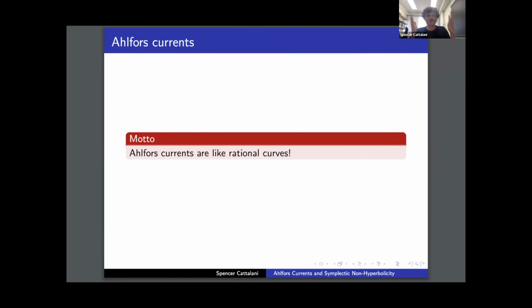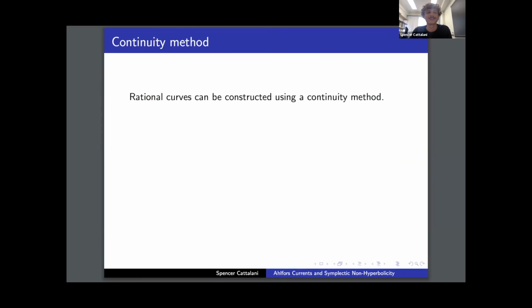The motivation for this talk, the point I'll try to defend, is that Ahlfors currents are like rational curves. You think, okay, they're like lines which are like rational curves, so it's kind of a nothing analogy. But it's a shockingly strong analogy. First, as far as construction goes, rational curves are frequently constructed using a continuity method. Like I said before, you deform them and then you use Gromov compactness to show that you get a limit.